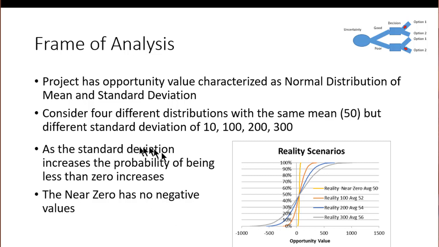So as the standard deviation increases, the probability of being less than 0 increases. They all have the same mean, but higher standard deviations. And the case where it's near 0 standard deviation, actually 10, there are no negative values. So that's our reference case, our base case.